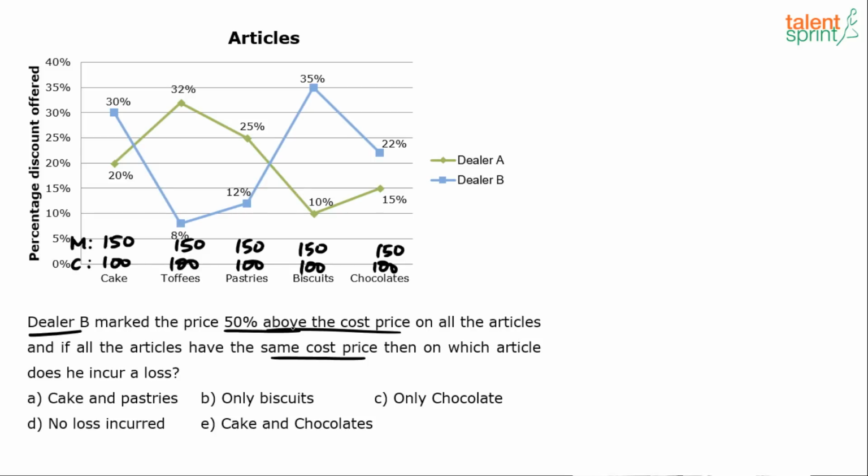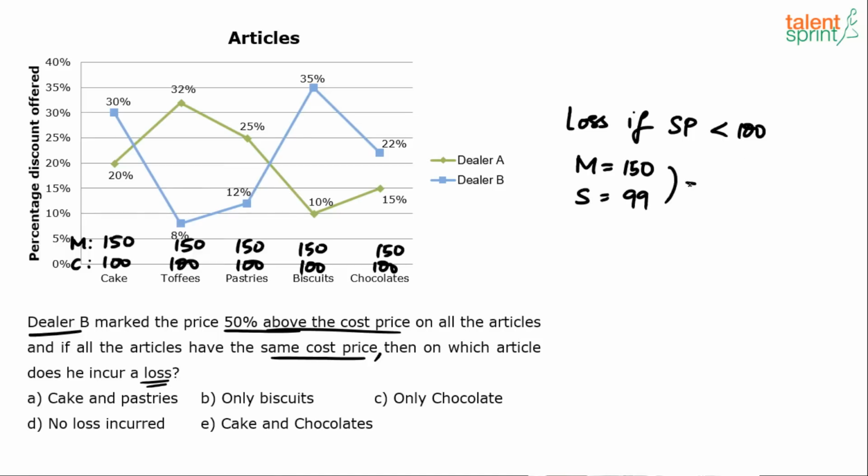So dealer B marked the price 50% above the cost price on all the articles, and all the articles have the same cost price. Then on which article does he incur a loss? See, he will incur a loss only if the selling price becomes less than 100. Yes or no? He will get a loss if selling price is less than 100. The selling price can become less than 100 when? See, the marked price is equal to 150. Let's say selling price is equal to 99, for example, less than 100. So nearest value is 99.